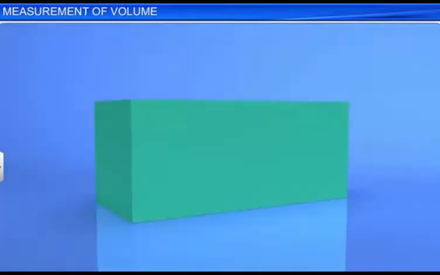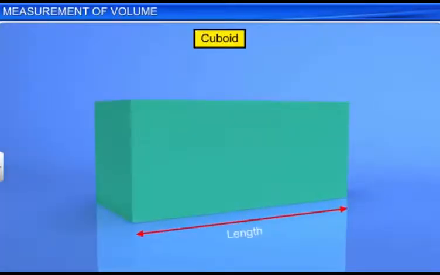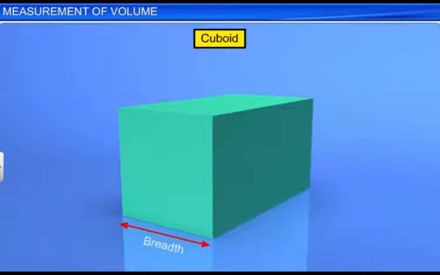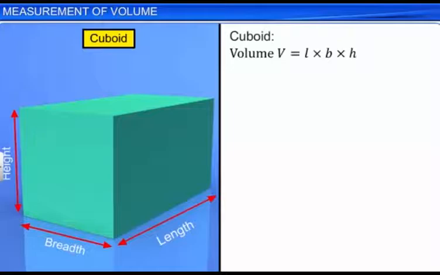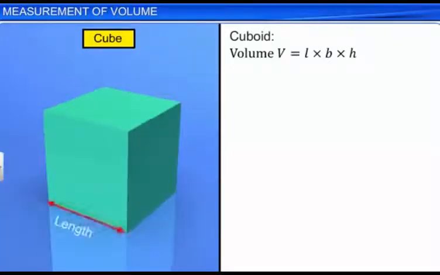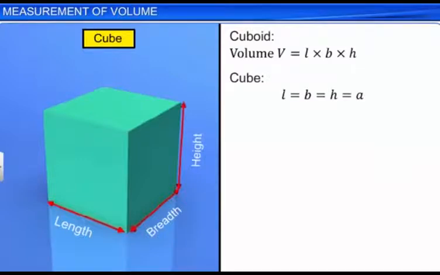The volume of a cuboid of length L, breadth B, and height h is the product of length, breadth, and height. That is, V = L × B × h. If the length, breadth, and height are equal, a cube is formed. Let A be the length of each side of the cube. Then, its volume V is equal to A × A × A, or A cube.